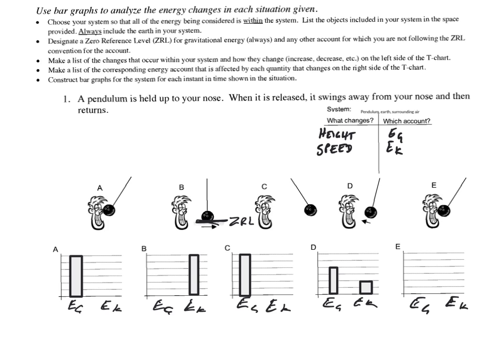And then lastly at E, again the ball's way back all the way up to your face again, and the ball is not moving, so there is no energy in the kinetic energy account, but the ball is high above the ZRL, same height as A, same height as C, and so we should have the same amount of gravitational energy that we have in A and C.